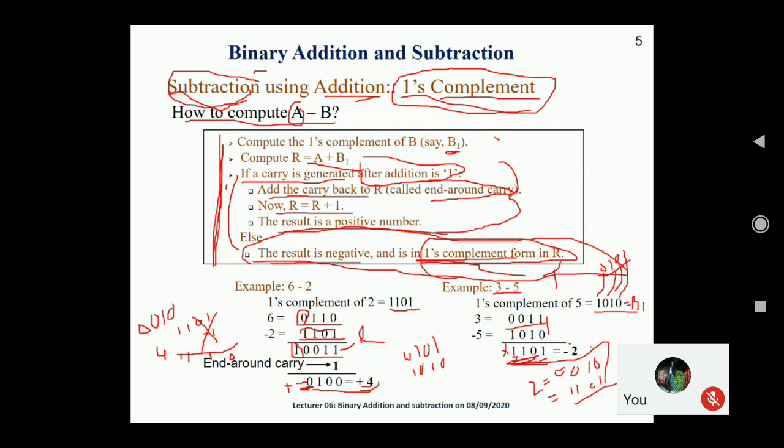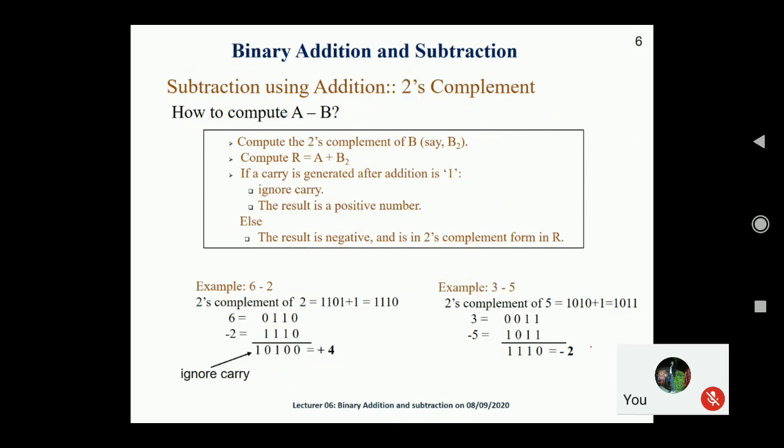Now this is the subtraction using addition with the help of ones complement. And the second one is subtraction using addition with the help of twos complement.